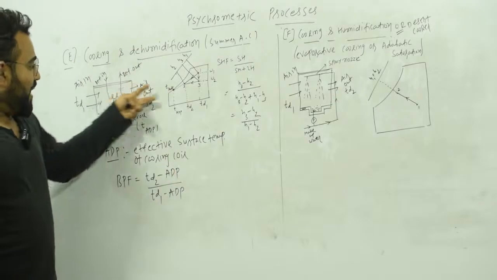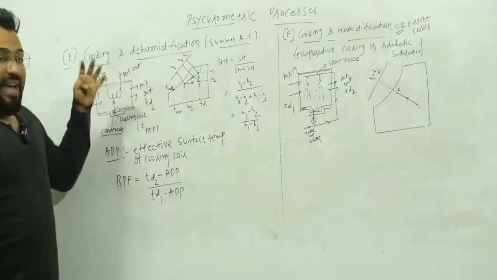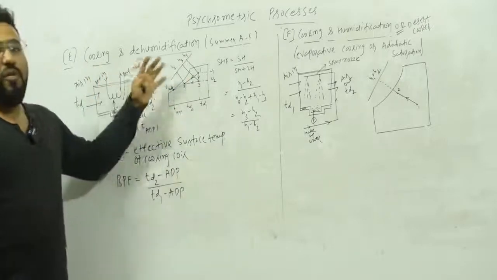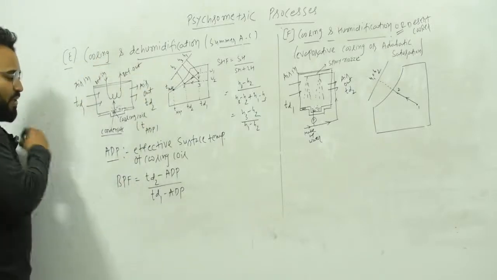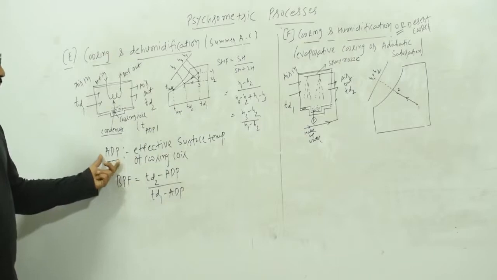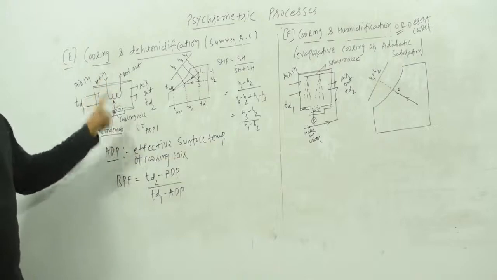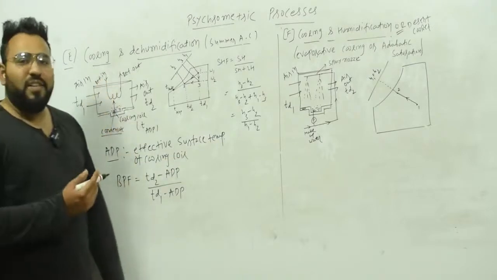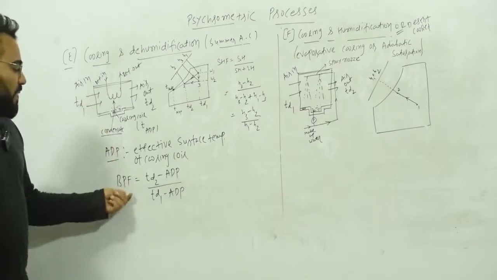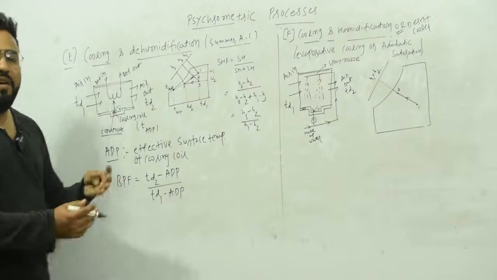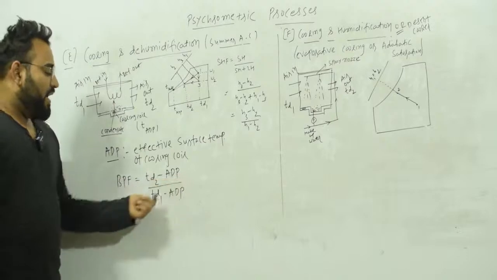The air coming out has been cooled and water vapor has been removed, so dehumidification is done. This is how you can do cooling and dehumidification. Here I have written apparatus dew point. What is ADP? It is the effective surface temperature of the cooling coil, which is at dew point temperature. Now the bypass factor is the same as we wrote for the cooling coil: TD2 minus TADP upon TD1 minus TADP.